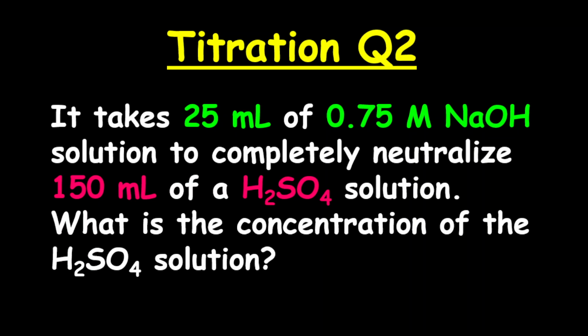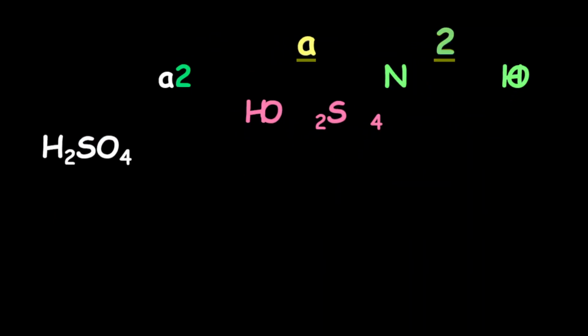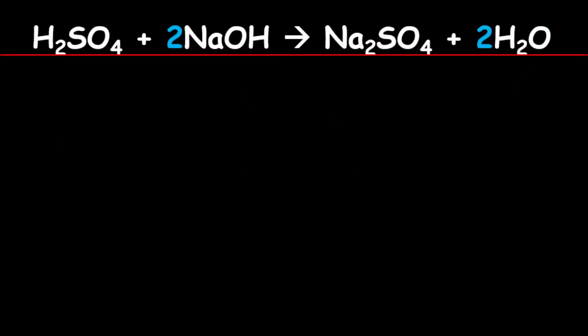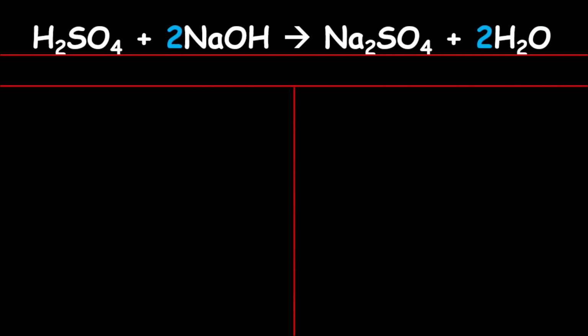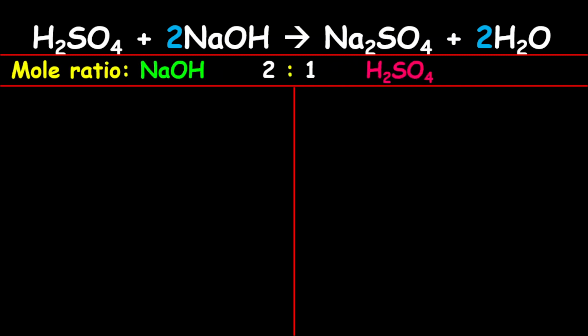Remember, the first thing to do is to always write a balanced chemical equation. From a balanced chemical equation, determine your molar ratio between the acid and the base. I'm going to write my base first, so therefore my ratio here is 2 to 1. This means it required 2 moles of sodium hydroxide to react with 1 mole of sulfuric acid.